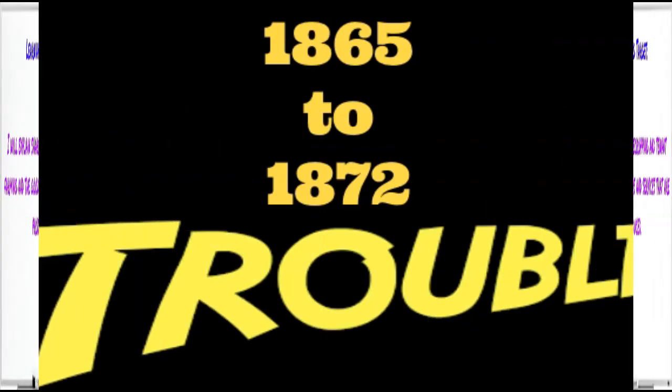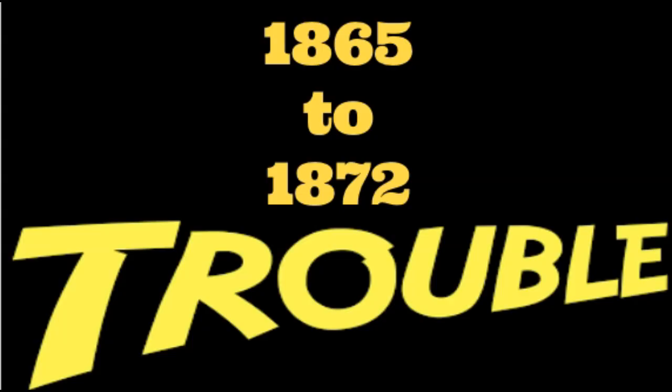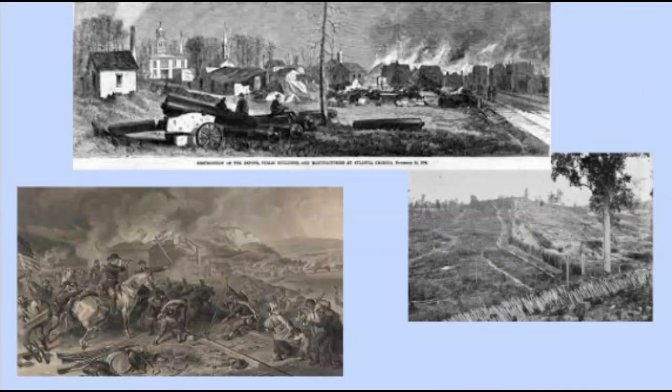From 1865 to 1872, Georgia was agriculturally in trouble. The Civil War left much of Georgia destroyed. Farms and factories were burned and torn down. Families were trying to pick up after the Civil War.